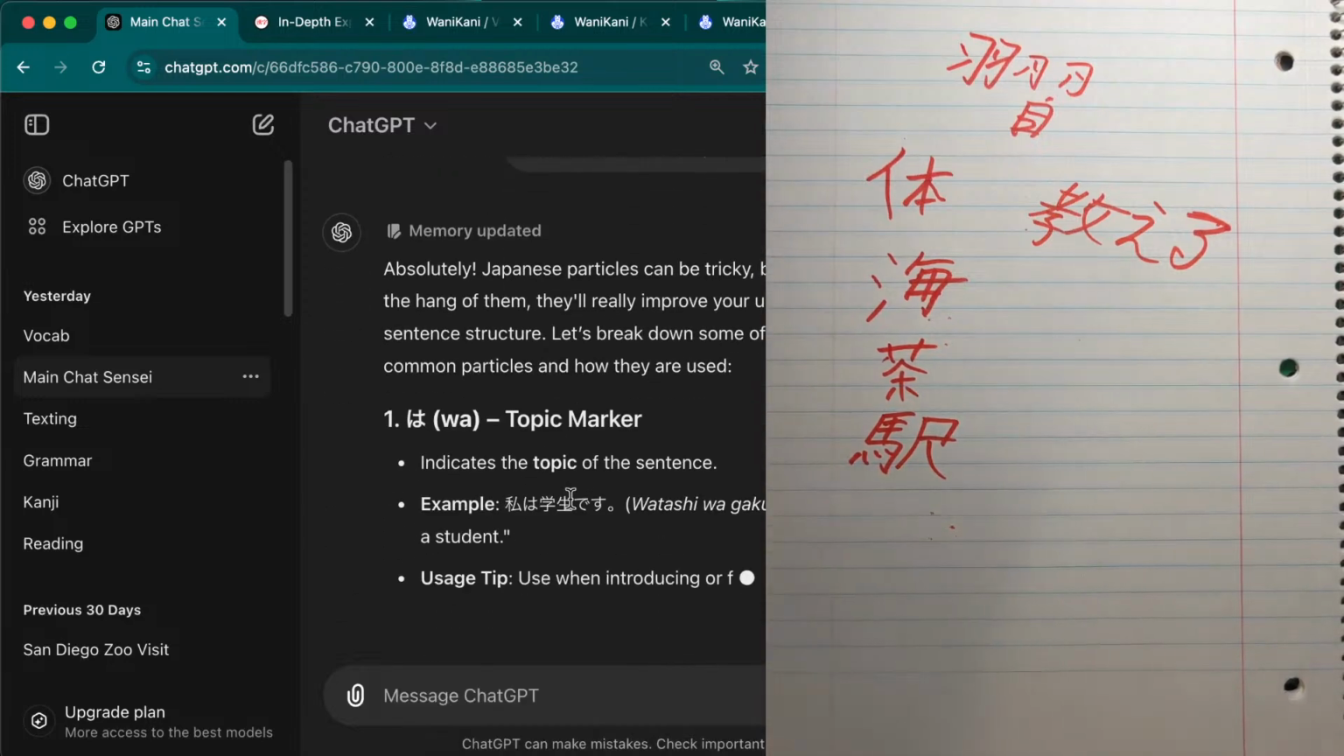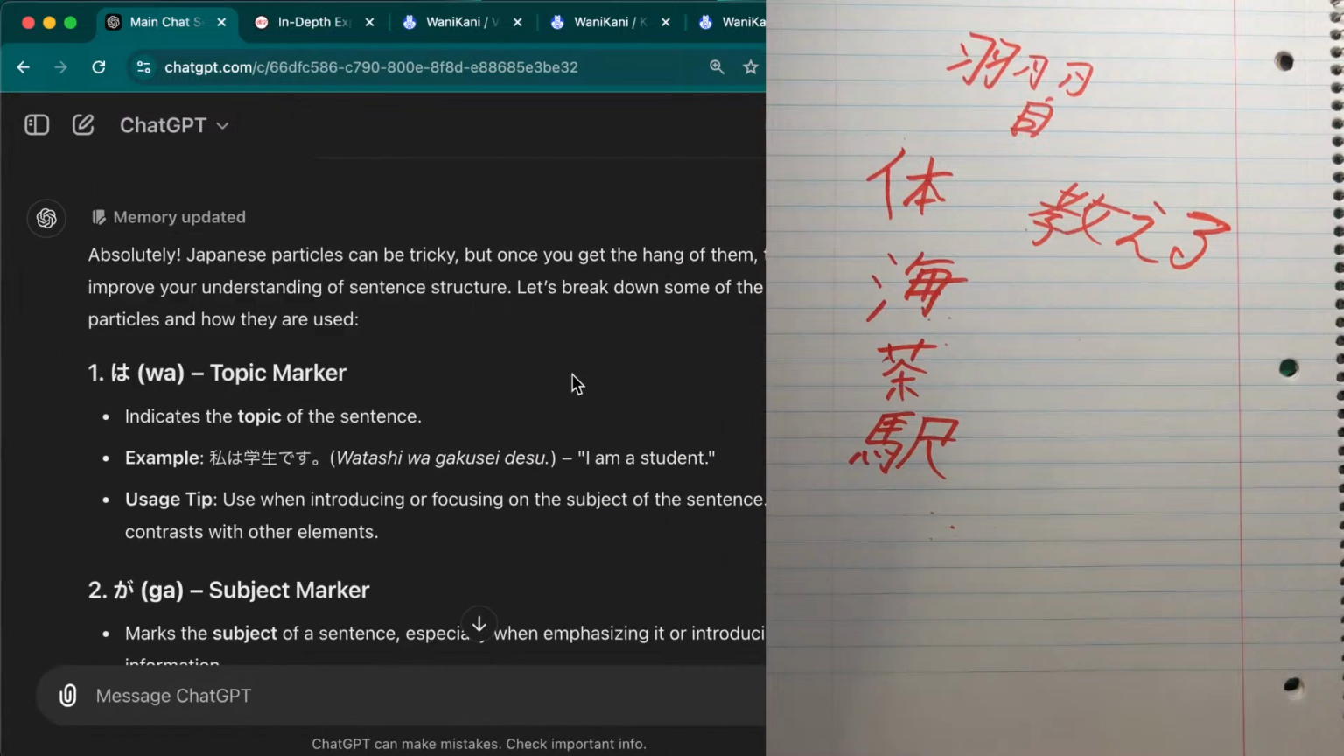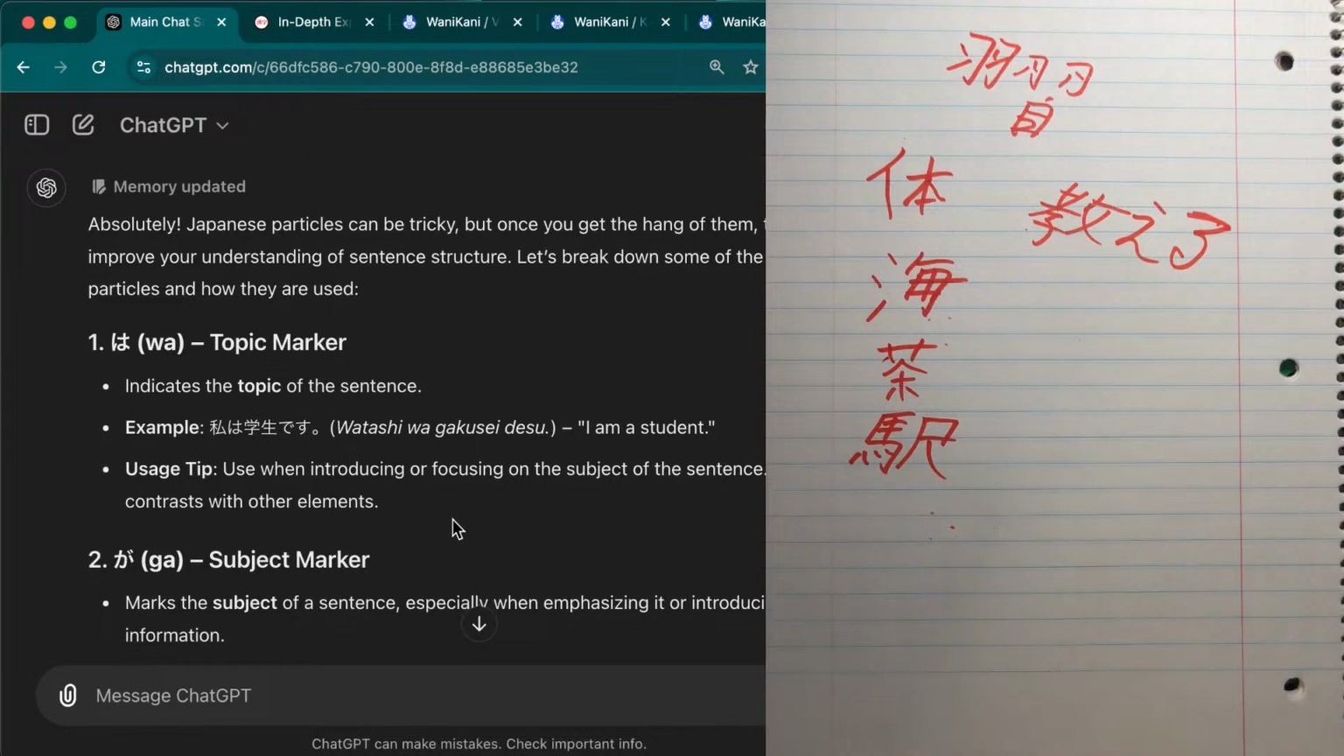Okay, absolutely. Japanese particles can be tricky, but once you get the hang of them, they'll really improve your understanding of sentence structure. Let's break down some of the most common particles and how they are used.